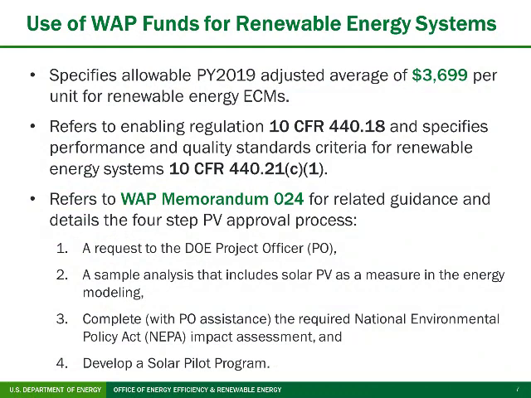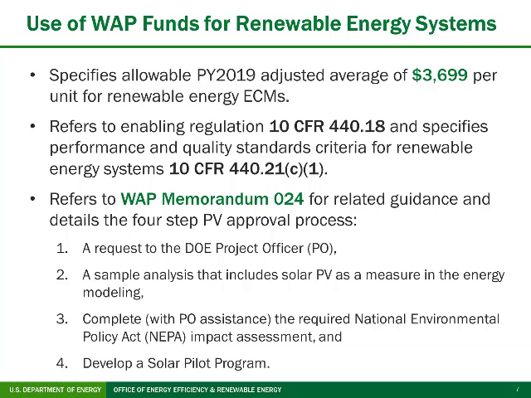WPN 19-4 includes a few clarifications about the use of WAP funding for renewable energy systems. Specifically, this refers to photovoltaic systems. It specifies the allowable program year 2019 adjusted average of $3,699 per unit for these renewables. It also refers to the enabling regulations that specify performance and quality standards criteria for these systems.